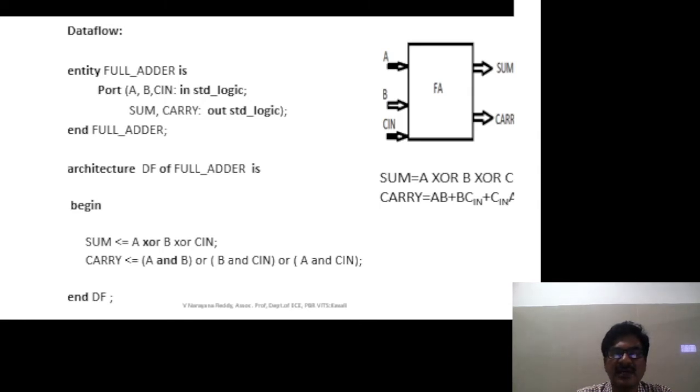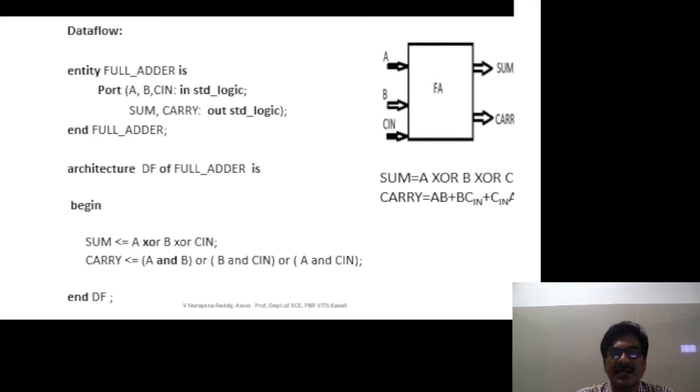Since the type of architecture body is data flow style, I am going to take the Boolean expressions for sum and carry. So what is the Boolean expression for sum? Sum equals A XOR B XOR Cin, whereas carry is AB plus B Cin plus A Cin. Like that you can take the Boolean expressions for sum and carry of the full adder. Now check the program.